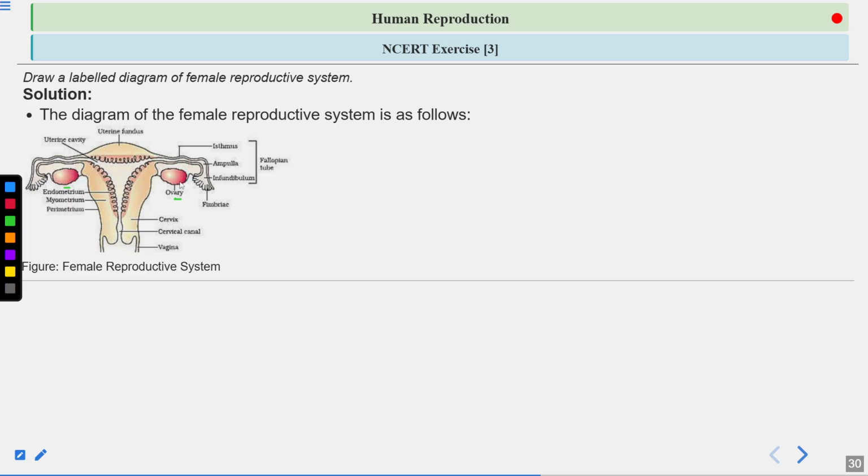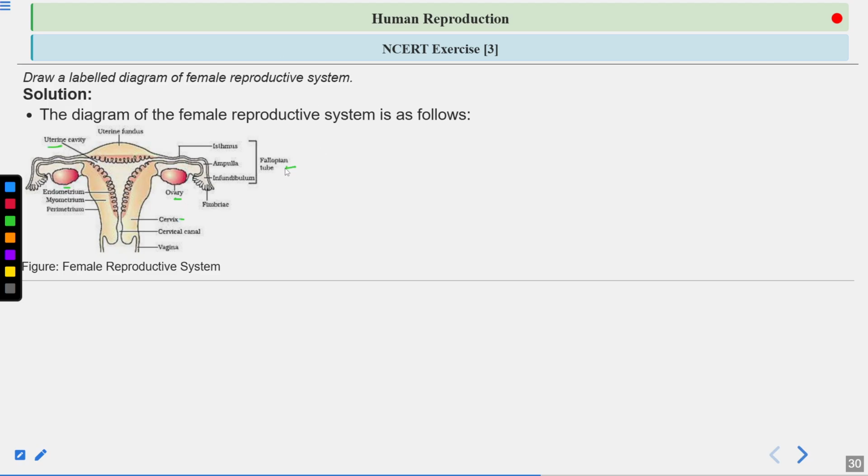The ovary is a primary sex organ, which means that within the ovaries eggs are produced, the female gamete, and the ovaries also produce hormones, the ovarian hormones. What are the ovarian hormones? Estrogen as well as progesterone. Then you can show the accessory ducts here, which are the fallopian tube, uterus and cervix.